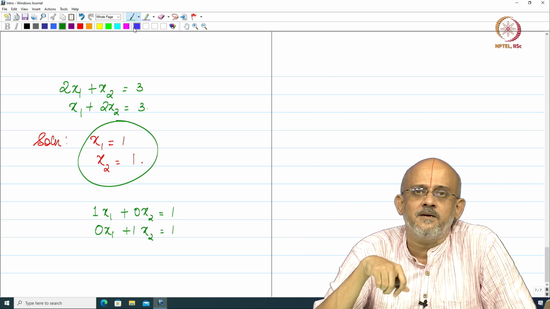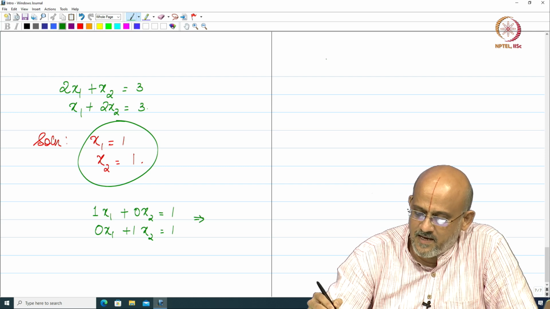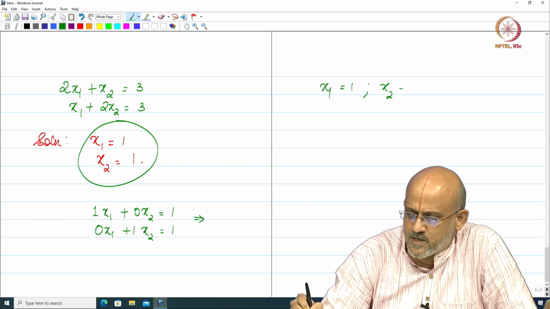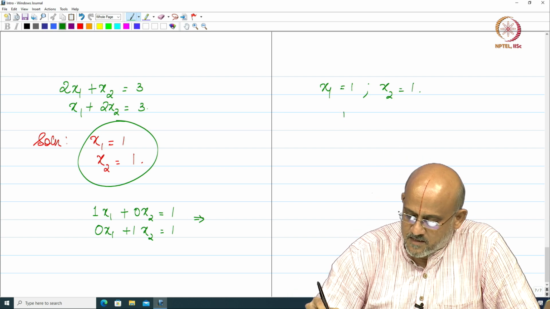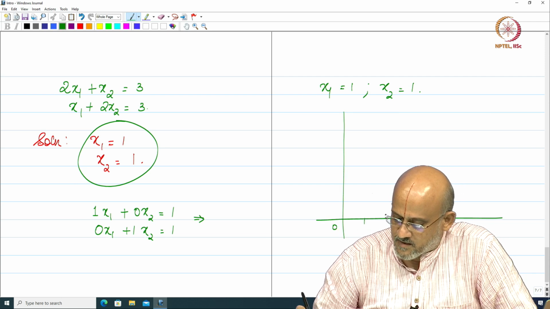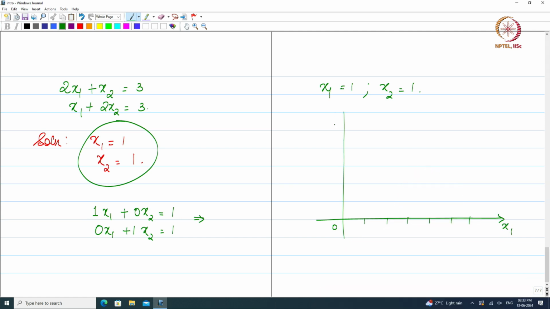Now how does this look geometrically? If you look at this system of equations where we have x1 is equal to 1 and x2 is equal to 1, it is pretty interesting because the geometry of this system is simple and straightforward. We had our 1 2 3 4 along the x1 axis, and along the x2 axis, again let us mark 1 2 3 4. So we have this.